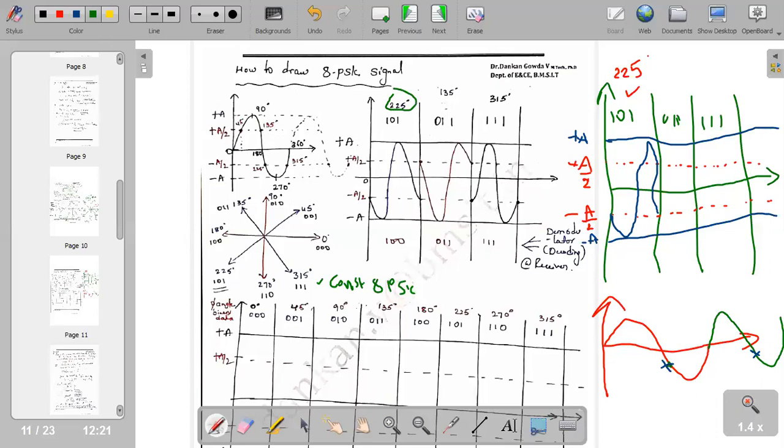I have clearly drawn that here. You can just observe here, that is for the bit stream 101. Sorry, this is 101, not 100. Okay, fine. Again, when it comes to the bit stream 011, what is 011 here? 011 is a phase angle corresponding to 135 degree.